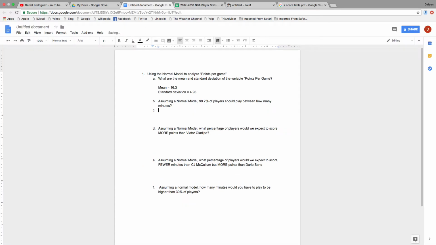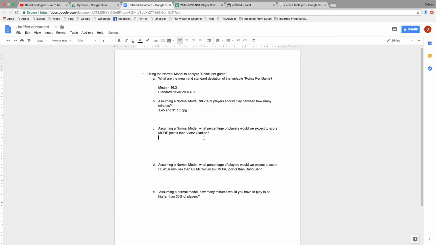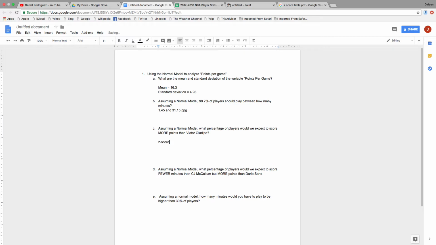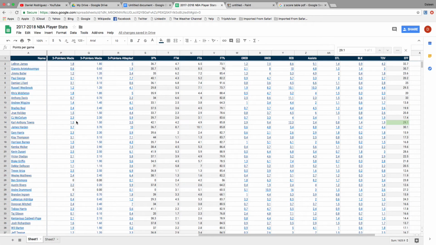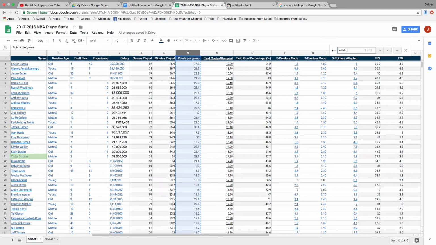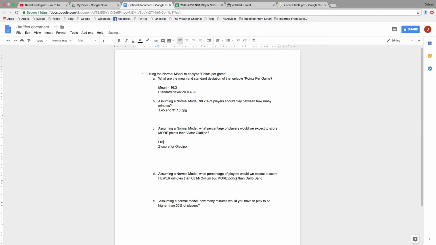So 1.45 and 31.15 points per game. So the next question says, assuming a normal model, what percentage of players would we expect to score more points than Victor Oladipo? So first we need to find the z-score for Victor Oladipo. So let's find how many points he scored. If I go to the data, I will search for Oladipo, and I find him here, and it looks like he scored 23.1 points per game. So Oladipo equals 23.1 points per game.